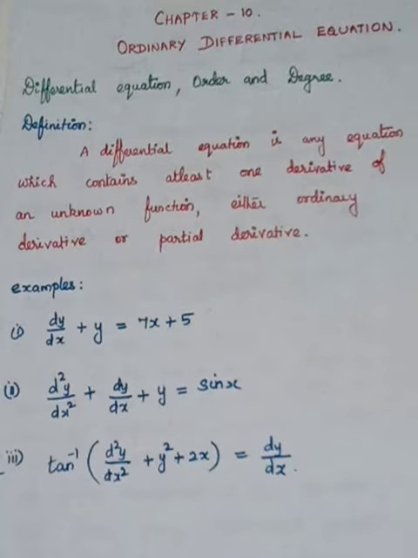So, if the equation has at least one ordinary derivative or partial derivative, that equation is called a differential equation. If an ordinary derivative is involved, it is an ordinary differential equation, and that is what we are going to see in this chapter. And if partial derivatives are involved, it is called a partial differential equation.